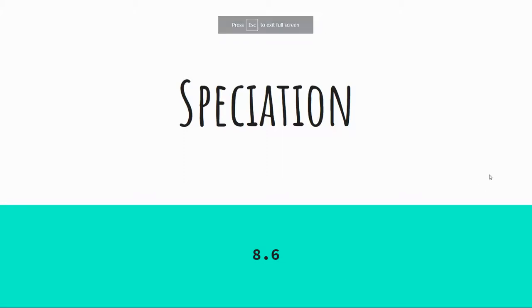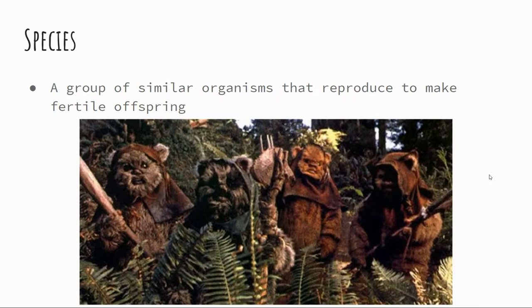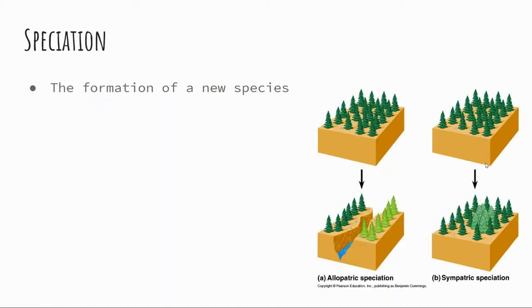All right, so we're going to continue on with 8.6, which deals with speciation. So remember what a species is. A species is a group of similar organisms that are able to reproduce to make fertile offspring. Key words there being to make fertile offspring. So their offspring must be able to reproduce themselves. And then again, the definition of speciation is the formation of a new species.